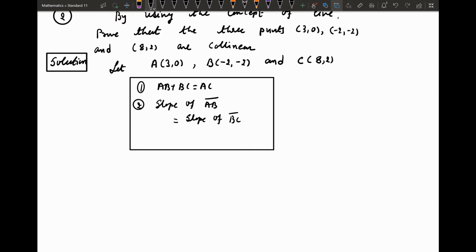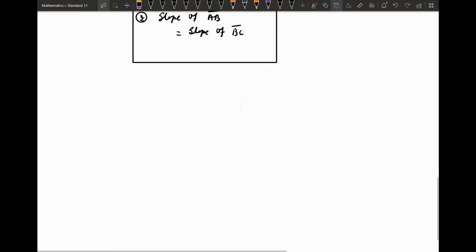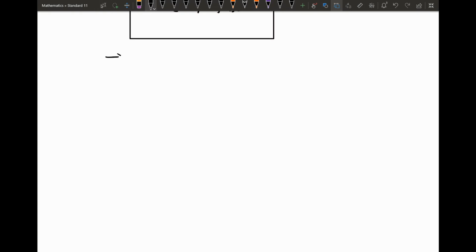Then we can say that these 3 points are collinear. So randomly you select any 2 points out of these 3 points, find out the Cartesian equation of the line passing through those 2 points, and show that the remaining third point's coordinates satisfy that equation. So let us find the equation of line AB. First we will find the Cartesian equation of line AB.